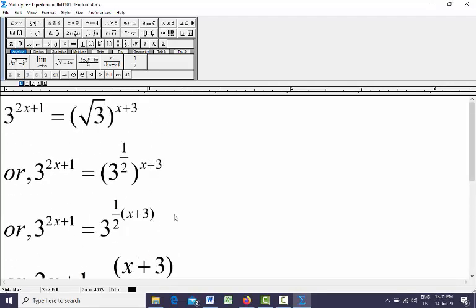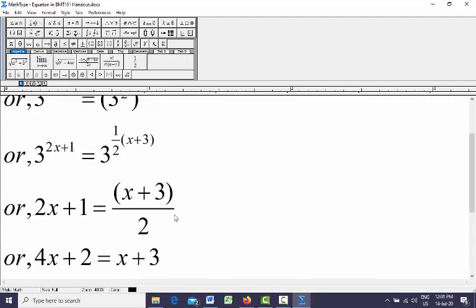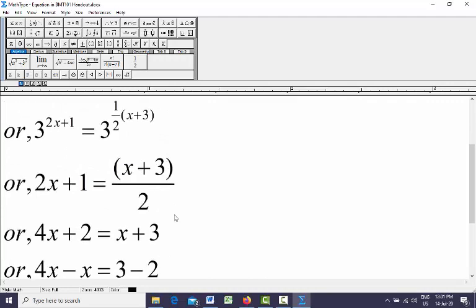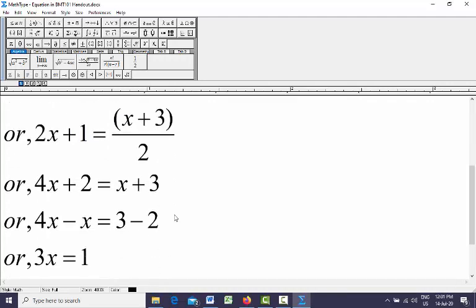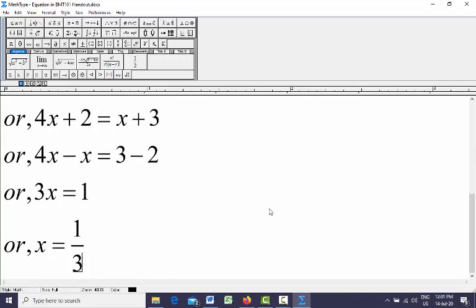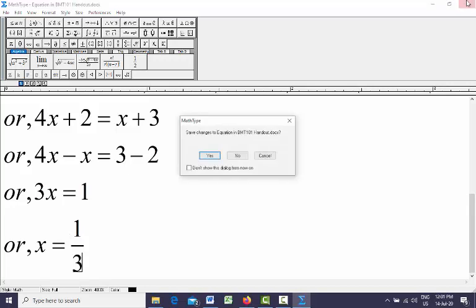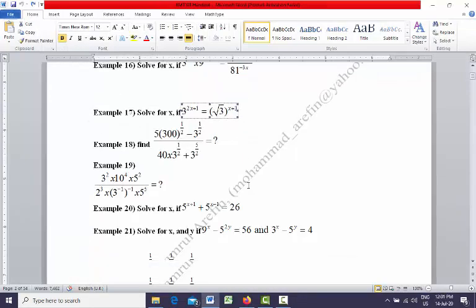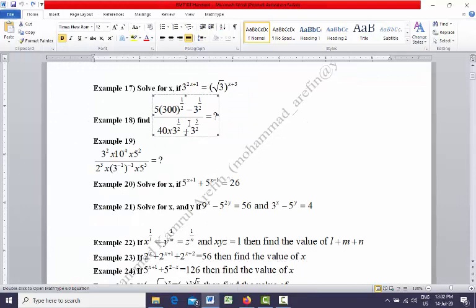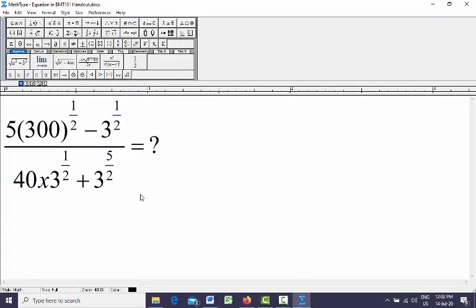So let us revise if I have written correctly or not. Yes, correct. Fully correct. So that's the value of x. So the value of x is 1 by 3. So now let us solve this one. What will be the value of these? Okay, right.